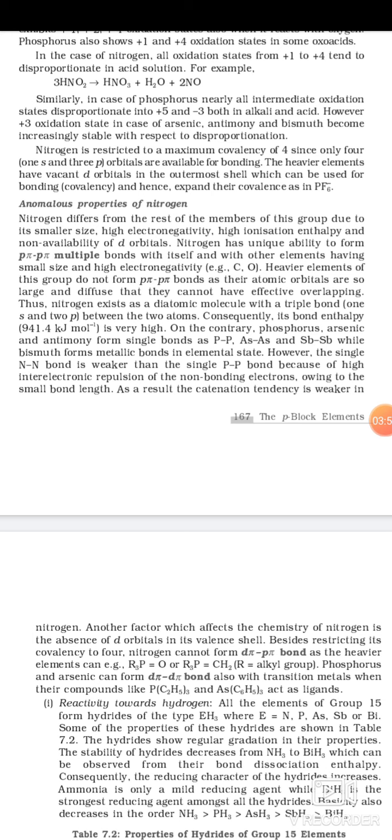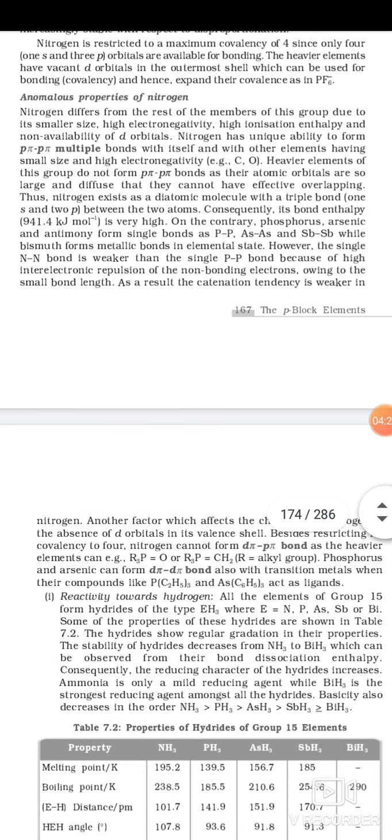However, the single N-N bond is weaker than the single P-P bond because of high interelectronic repulsions of non-bonding electrons owing to the small bond length. As a result, the catenation tendency is weaker in nitrogen. It is a very, very important question which is present in the exercise also: give why the catenation tendency is weaker in nitrogen. So the answer is here.